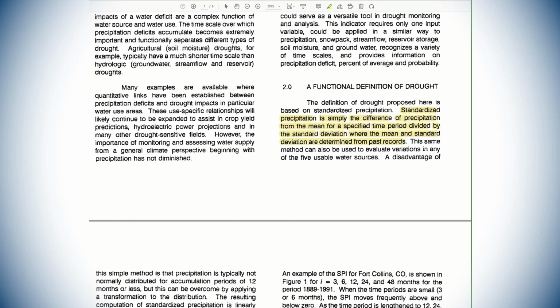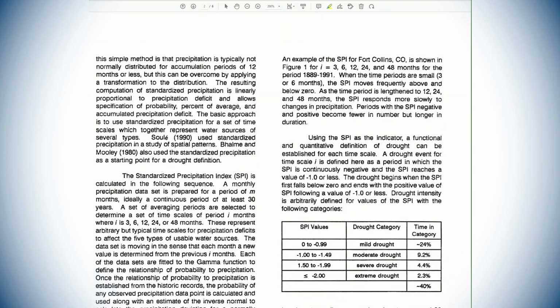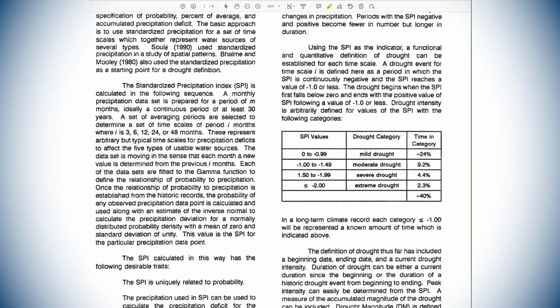But it's not that simple. You see, precipitation doesn't fit a normal or Gaussian distribution. Partly because you can't have negative precipitation, and partly because small precipitation events are far more common than large ones, precipitation fits best when estimated against a gamma distribution.